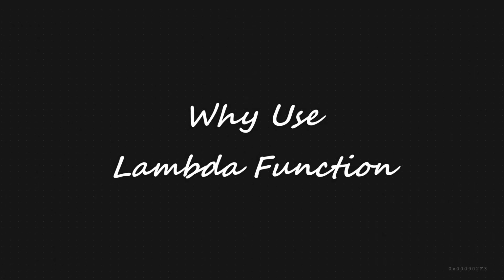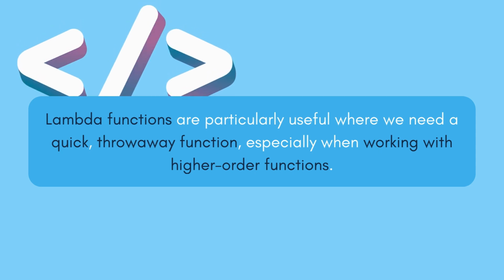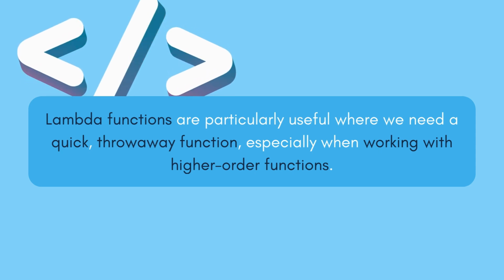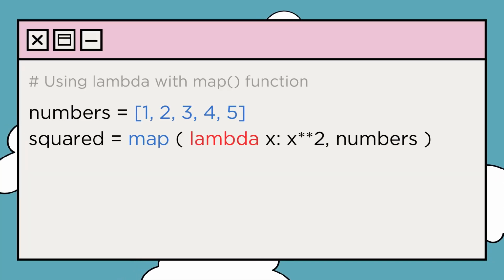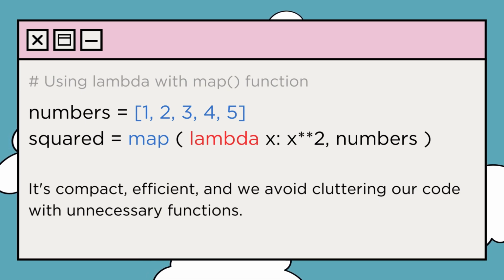Now, why do we use Lambda functions? They shine in situations where we need a quick throwaway function, especially when working with higher order functions. For instance, consider the map function. Instead of defining a separate function, Lambda lets us do it in one line. It's compact, efficient, and we avoid cluttering our code with unnecessary functions.